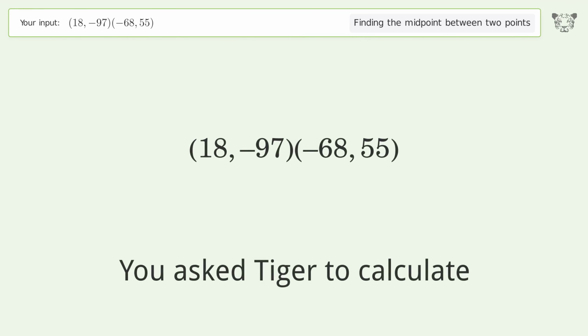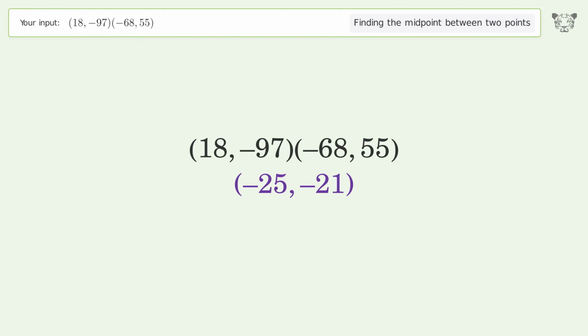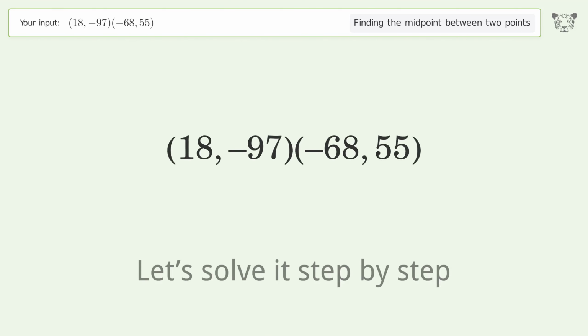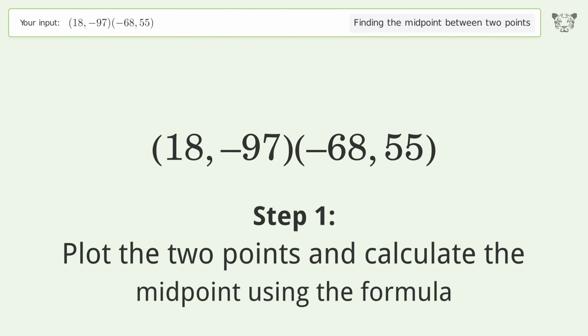You ask Tiger to calculate. This deals with finding the midpoint between 2 points. The midpoint between the 2 points is -25, -21. Let's solve it step by step. Plot the 2 points and calculate the midpoint using the formula.